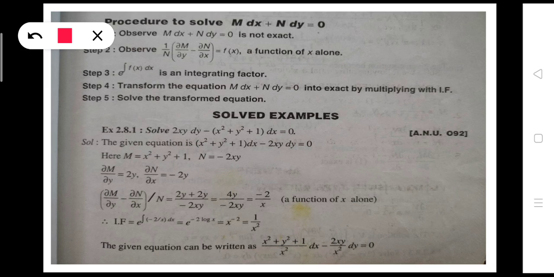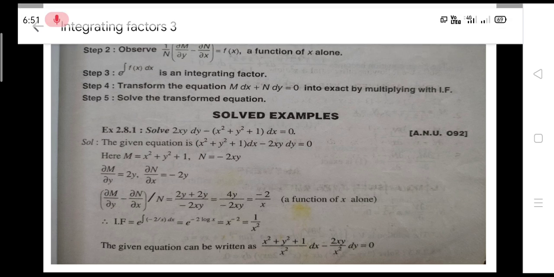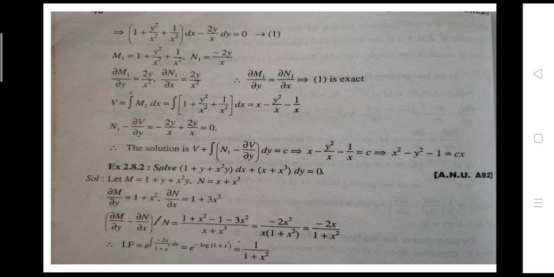Now multiplying the integrating factor with the given equation, the given equation can be written as (x square plus y square plus 1) by x square into dx minus 2xy by x square dy is equal to 0. And this equation can be rewritten as (1 plus y square by x square plus 1 by x square) into dx minus 2y by x into dy is equal to 0. This is called equation 1.